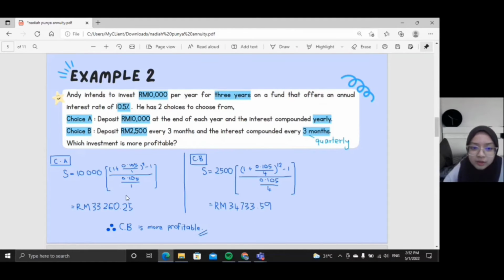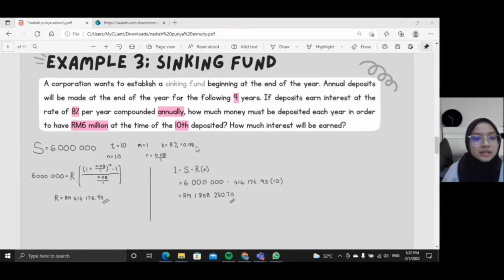Okay, so between the answers, which choice is more profitable? The answer is choice B, it is more profitable because the amount is bigger than choice A. Okay, next we will answer example 3 for sinking fund.